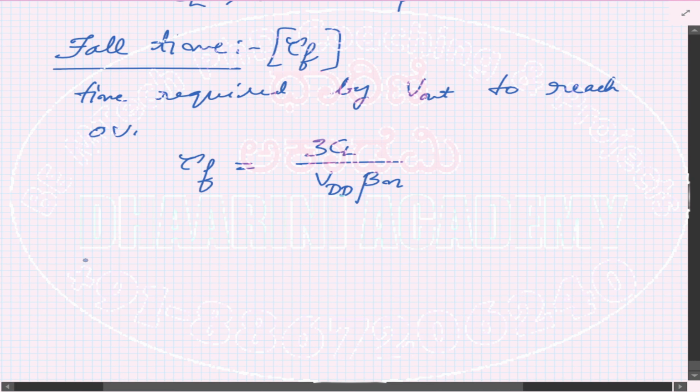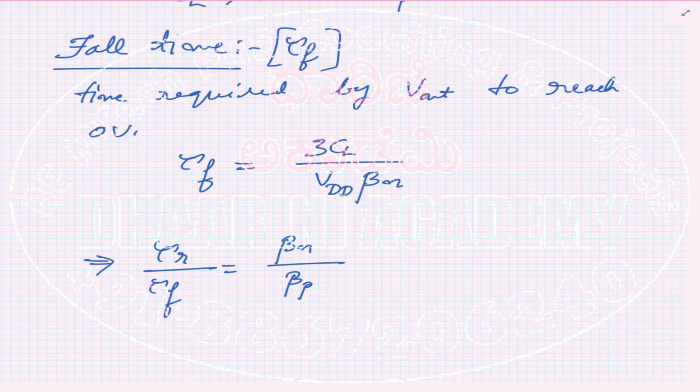So from the above two equations, we can directly write the rise time by the fall time is equal to beta n by beta p. So depending on the beta values of both transistors, you can control the rise and fall times of your MOSFETs. Okay? All right.